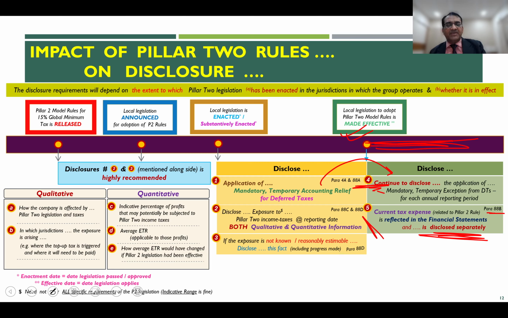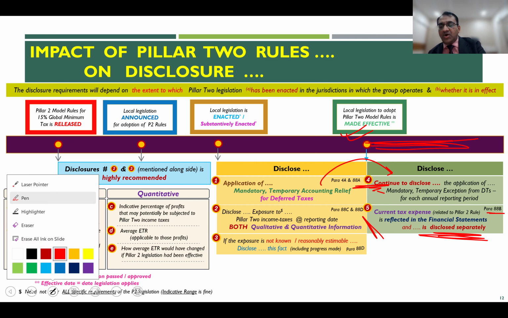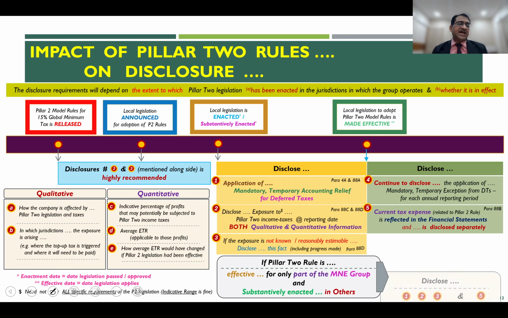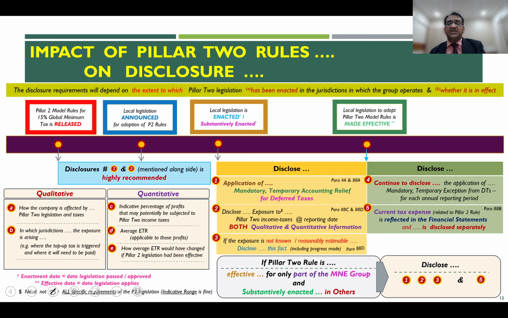I'll give you some illustrative examples of how this has been given in the published accounts which are available. Now, we have seen in the previous case, and I just mentioned, that the group and the entities within the group have to actively look for what's happening in the various jurisdictions. Why so? Because Pillar 2 rule may be effective only for part of the group and substantively enacted in others. So you may have a scenario where you have, let us say, 4 countries.